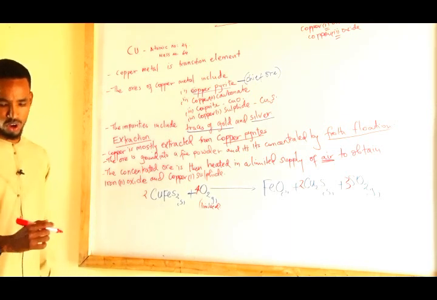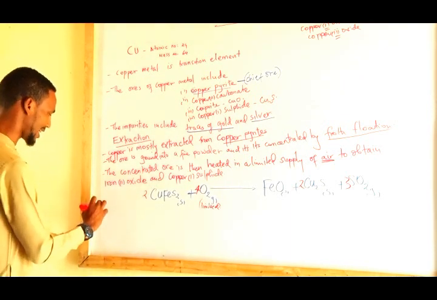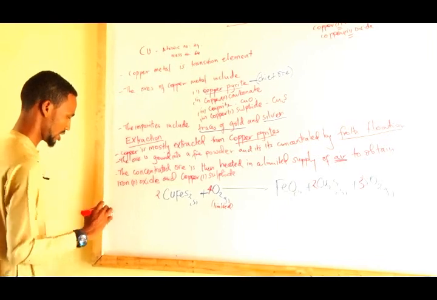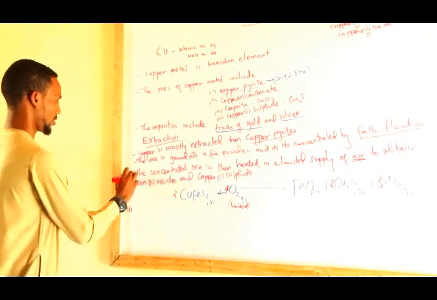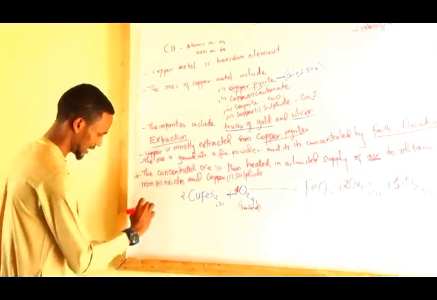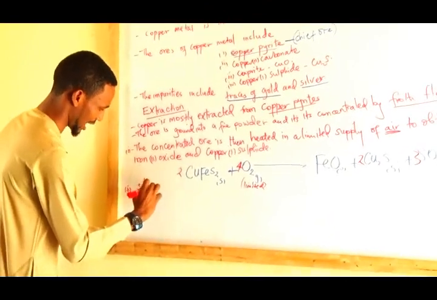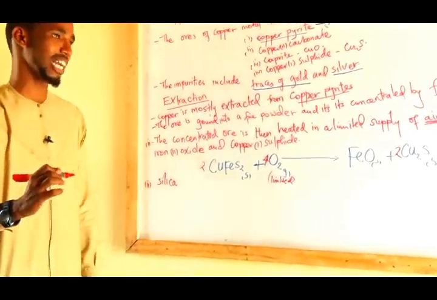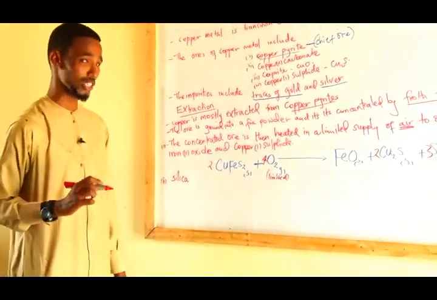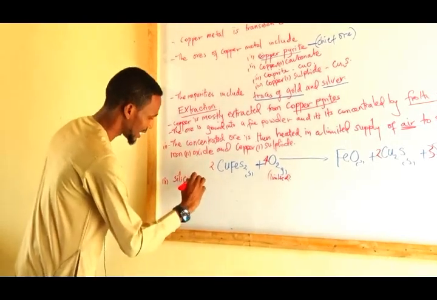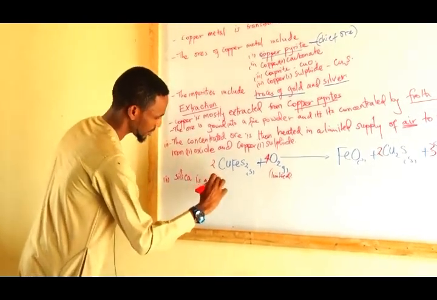Now stage number 2 of the extraction of the metal is silica. You understand what silica means? Silica we have already discussed. It's called silicon 4 oxide. So silica is added.